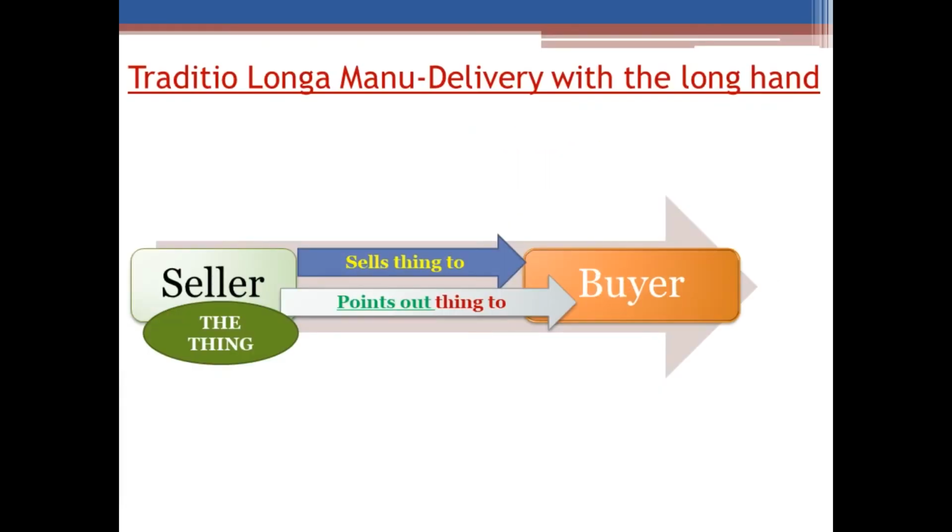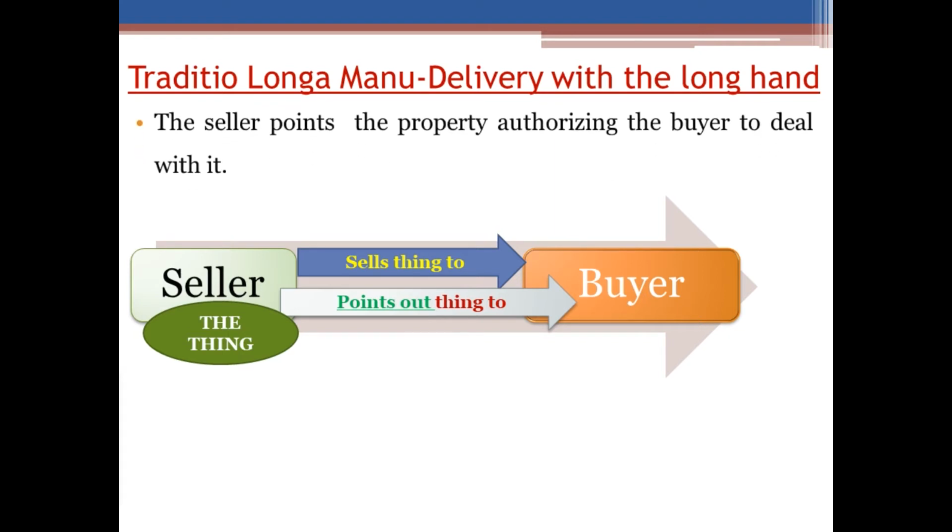Delivery with the long hand. The seller points out to the buyer the property, authorizing the buyer to deal with it. So the seller has the thing. He sells the thing to the buyer, points out the thing to the buyer, such that the buyer can deal with the property that has been pointed out to him. That is delivery with the long hand.